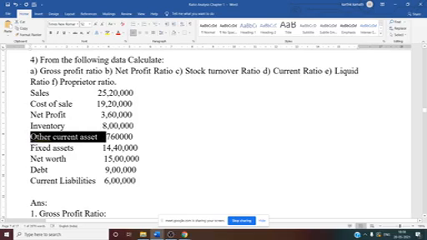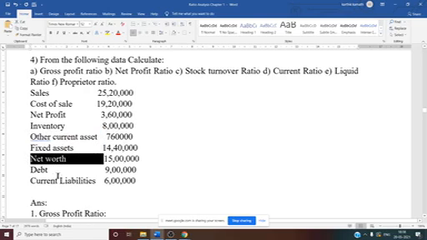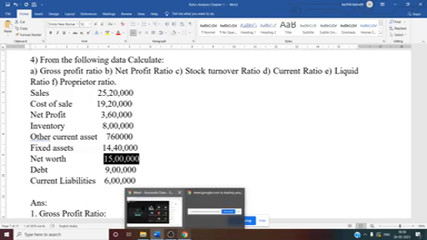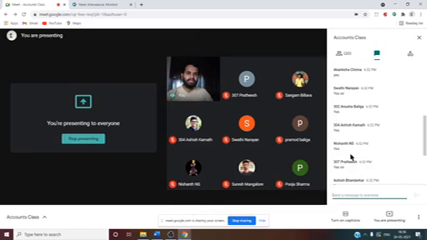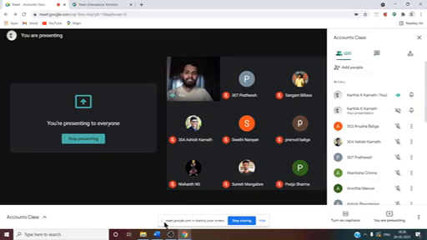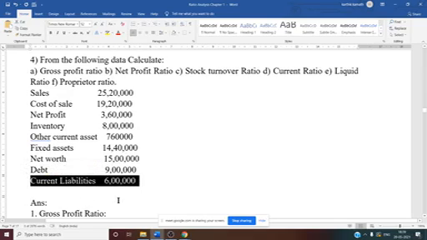Then other current asset is specifically given. Fixed asset is directly given. Now next, very important here, net worth. Net worth is 15 lakh. So what do you mean by net worth? Net worth is nothing but shareholders fund. Indirectly they have given you net worth. So it is nothing but shareholders fund minus fictitious asset. Debt is directly given, debt 9 lakh. Current liability is 6 lakh. All this information is given.